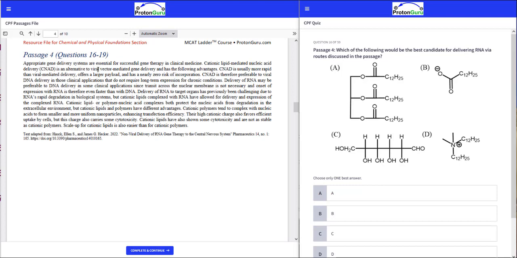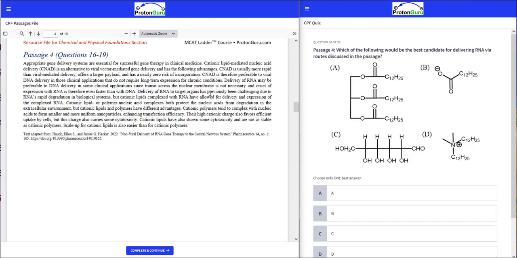This is about gene delivery systems and different ways that can be accomplished. And our first question related to this passage is which of the following would be the best candidate for delivering RNA via the routes discussed in the passage? So we have to figure out in the passage where they talk about the RNA transport mechanisms. They mention RNA a bunch of times. So expression in RNA, delivery of RNA. That's kind of what we're talking about here, delivering RNA.